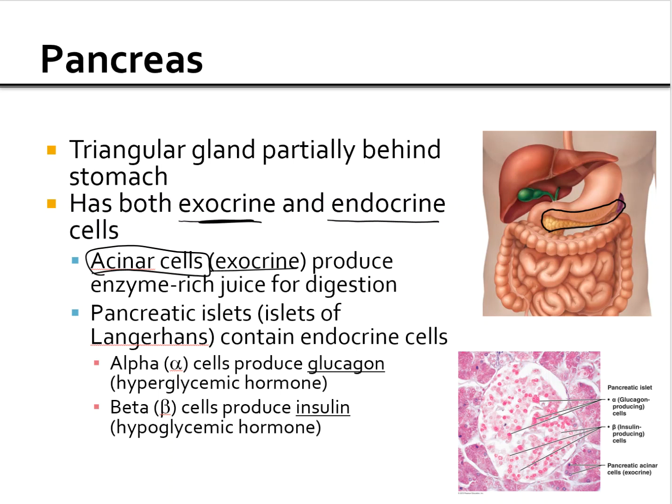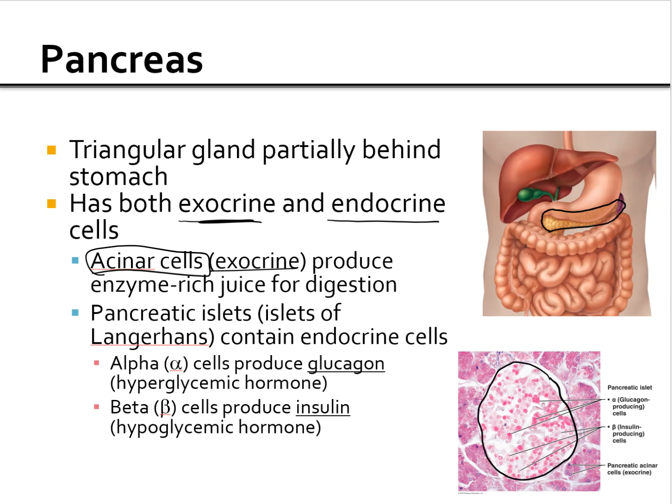And then we have a population of cells known as our pancreatic islet cells. And these cells, also known as the islets of Langerhans, contain our endocrine cells. And we can see these pockets here located in our pancreatic tissue. Now, within these pancreatic islets, we have two populations of cells, alpha cells and beta cells. And these alpha cells and beta cells will release two different hormones based on the glucose levels within the body. So alpha cells will produce glucagon.